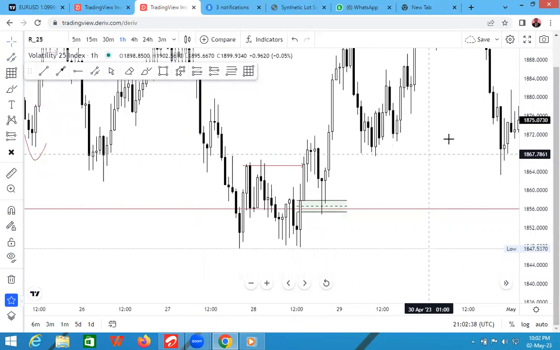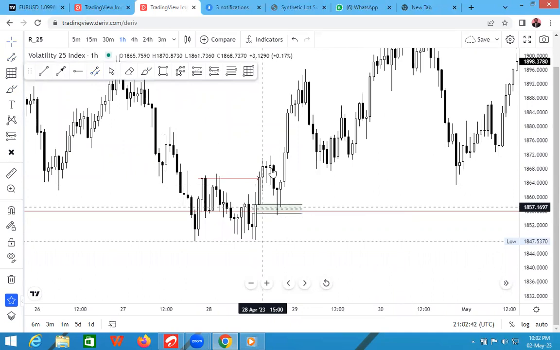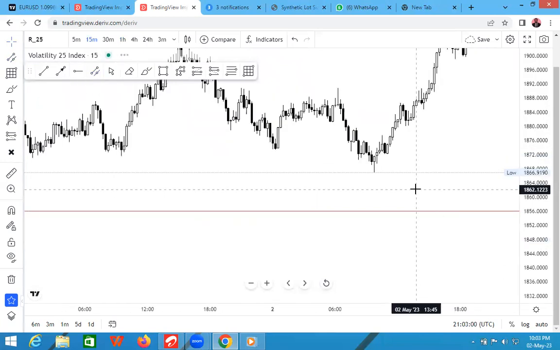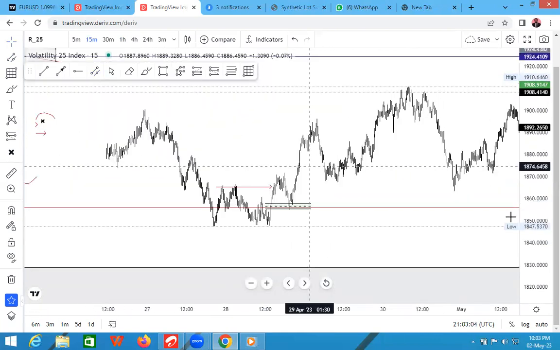So I was waiting on that imbalance. Price will come. On that imbalance, price gave us a sweet break of structure. This was the break of structure. Price broke this high. If you go to 15 minutes, let's say 15 minutes, price broke this high, left imbalance below, and that was where I was targeting.